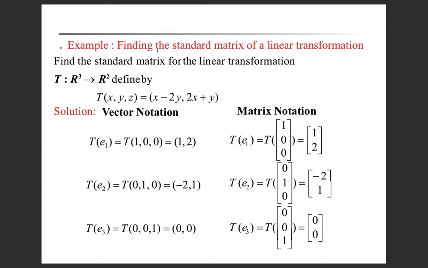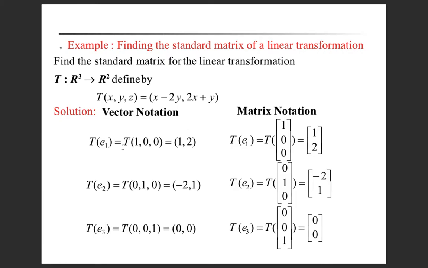So how to find the standard matrix of a linear transformation we will discuss in one example. If T is a mapping from R^3 to R^2 defined by T(x, y, z) = (x minus 2y, 2x plus y), then in vector notation we can write it as T(e1). We know that the usual bases in 3-dimensional space are (1, 0, 0), (0, 1, 0) and (0, 0, 1). So (1, 0, 0) we have denoted by e1, (0, 1, 0) by e2 and (0, 0, 1) by e3.